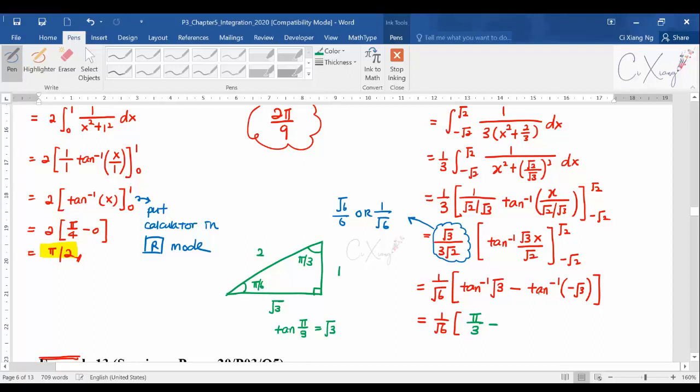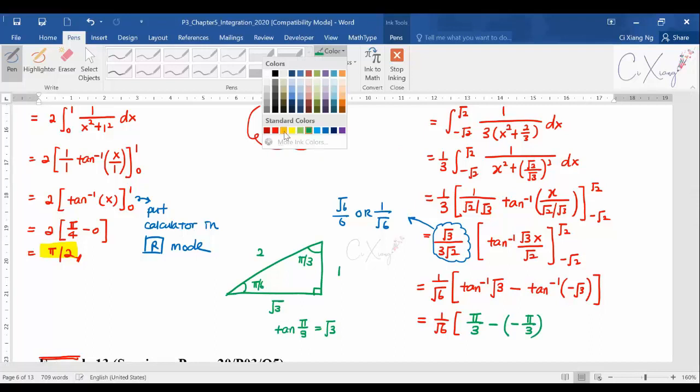Then now they want to have tangent inverse negative square root 3. So for this part, if you press calculator, of course you can straight away get the answer also. Tangent inverse negative square root 3. So the answer is negative 60. So you should have negative pi over 3.